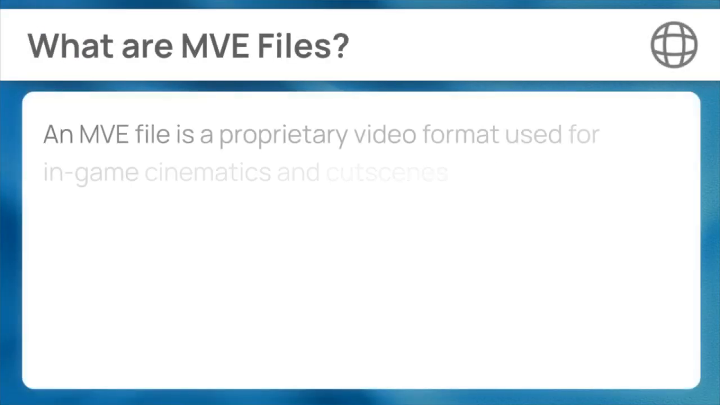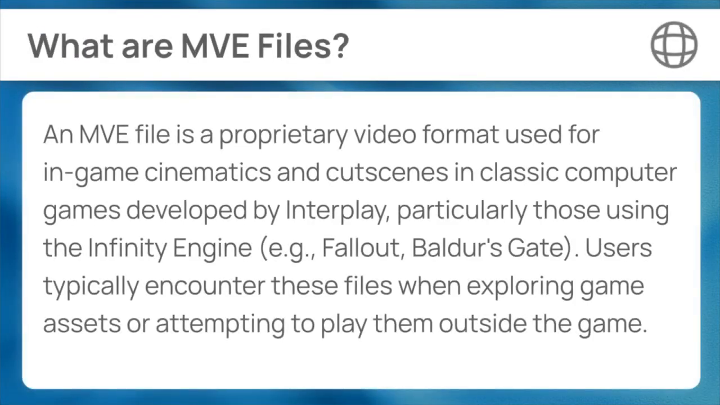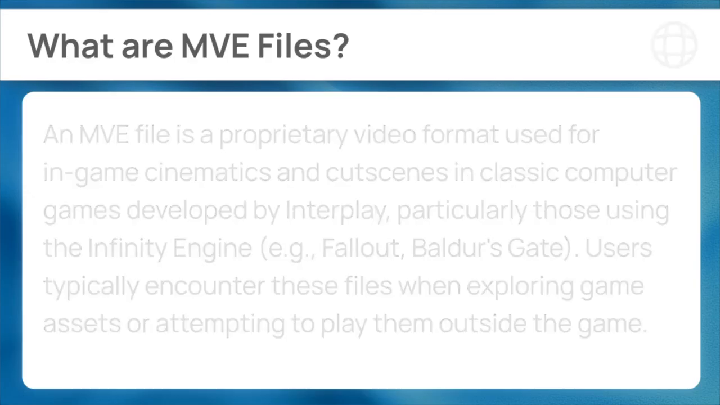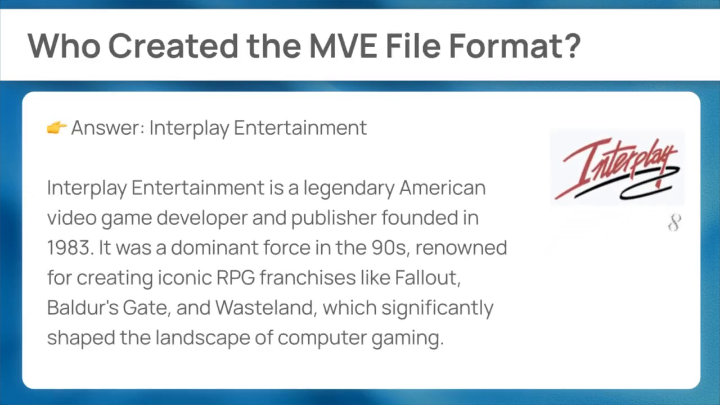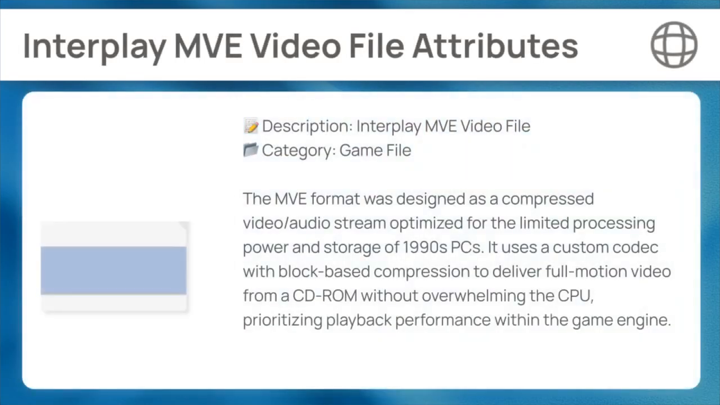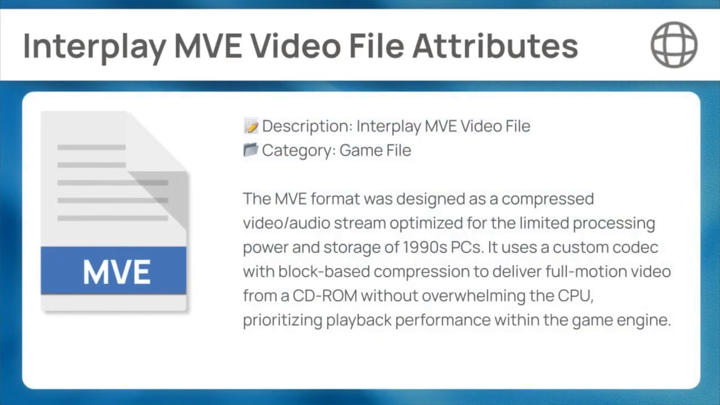I'll point you toward the most powerful option below. An MVE file is a proprietary video format used for in-game cinematics and cutscenes in classic computer games developed by Interplay, particularly those using the Infinity engine, e.g. the Fallout, Baldur's Gate. Users typically encounter these files when exploring game assets or attempting to play them outside the game. The MVE format was designed as a compressed video or audio stream, optimized for the limited processing power and storage of 1990s PCs. It uses a custom codec with block-based compression to deliver full-motion video from a CD-ROM without overwhelming the CPU, prioritizing playback performance within the game engine.